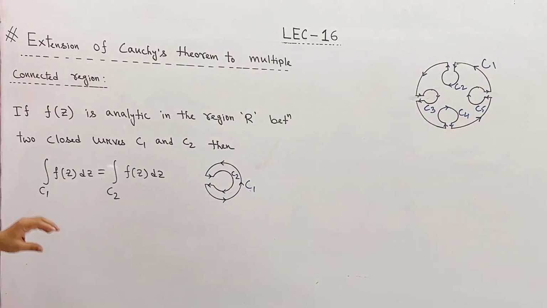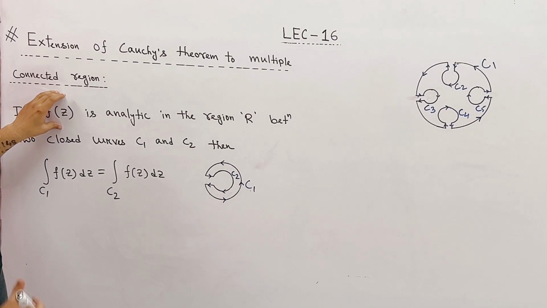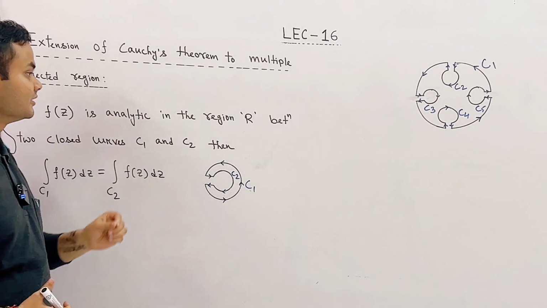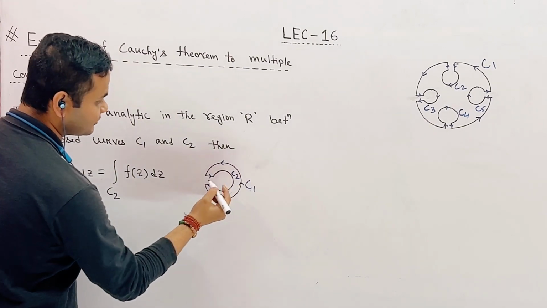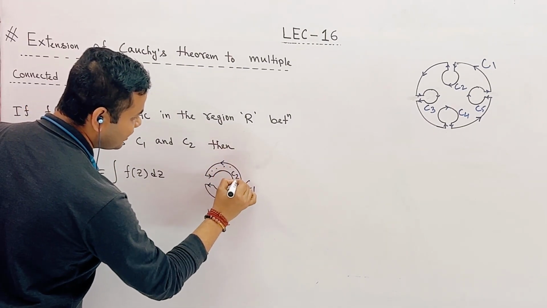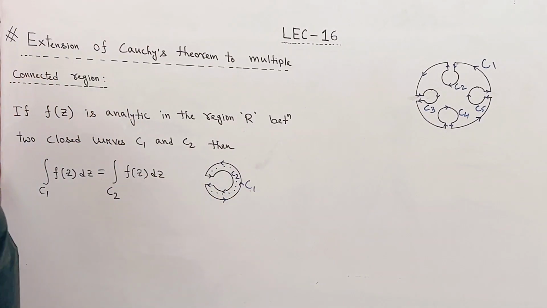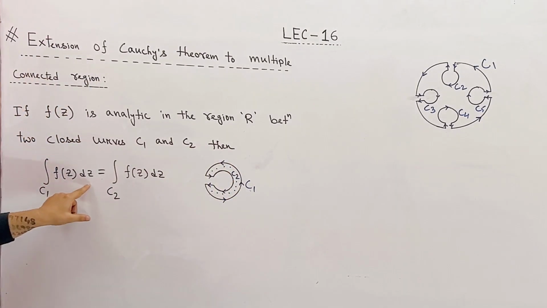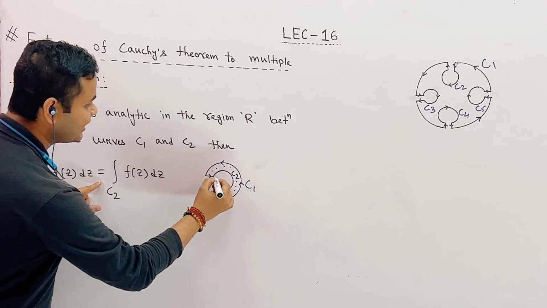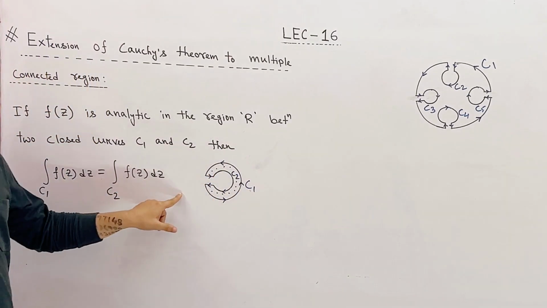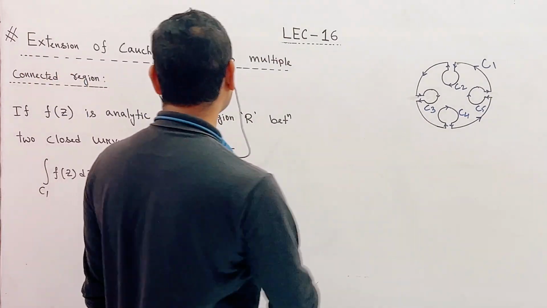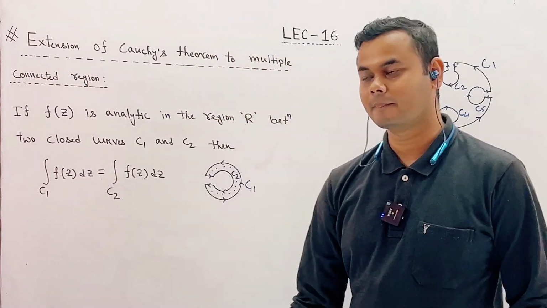So according to this theorem, we have a function f of z which is analytic. That means this function is continuous and differentiable in the region between two closed curves C1 and C2. That means in this region, the given function f of z is analytic. If this is true, then according to this theorem, integration along curve C1 f of z dz is equal to integration along curve C2 f of z dz. So this is the statement of this theorem, and please try to derive this theorem by yourself.